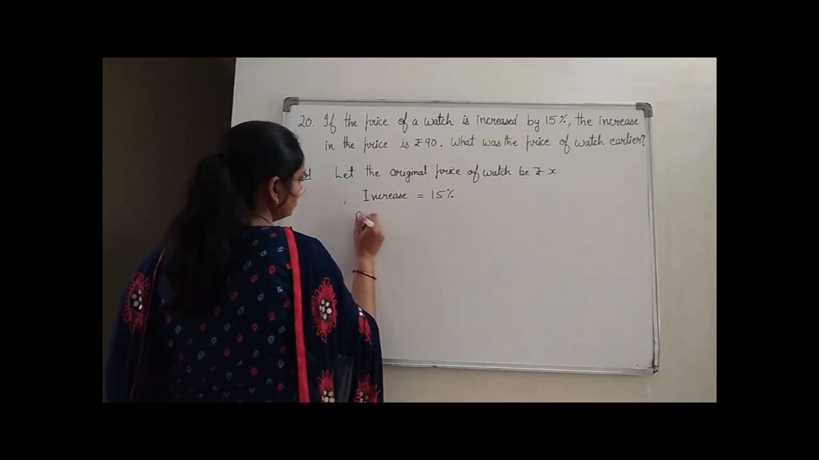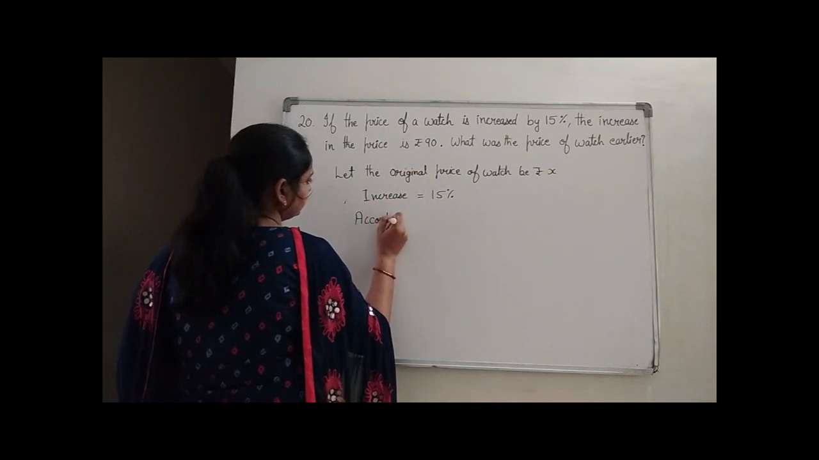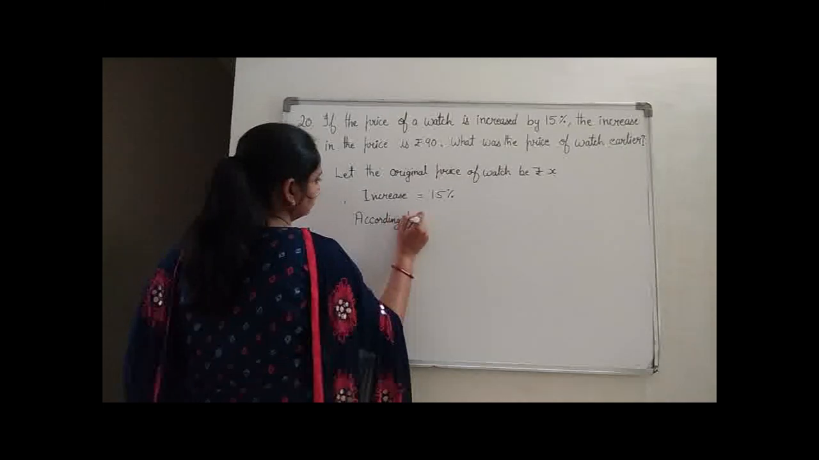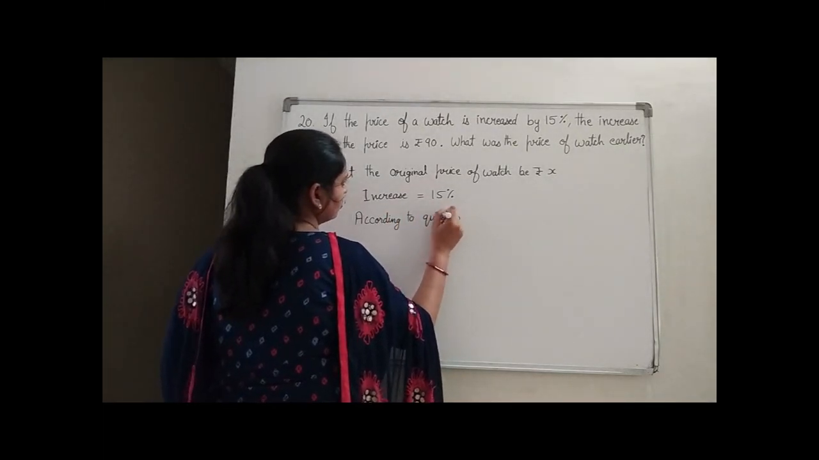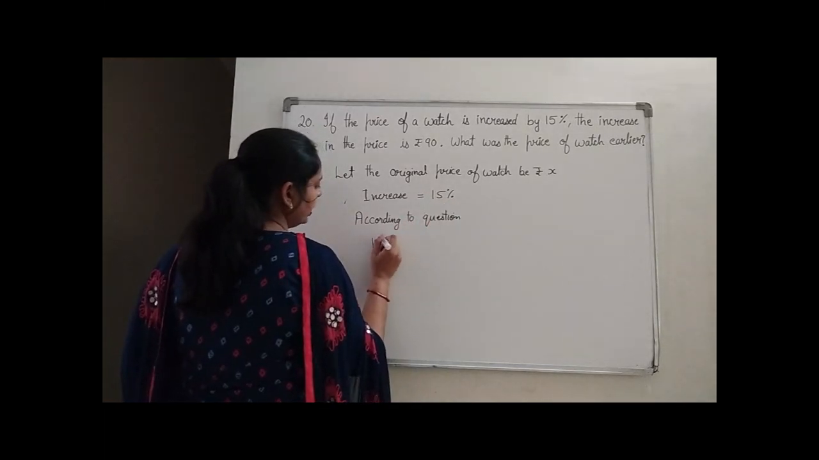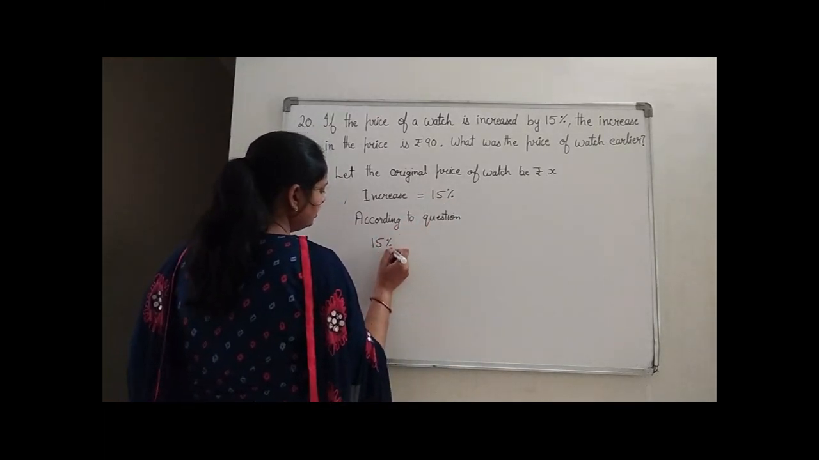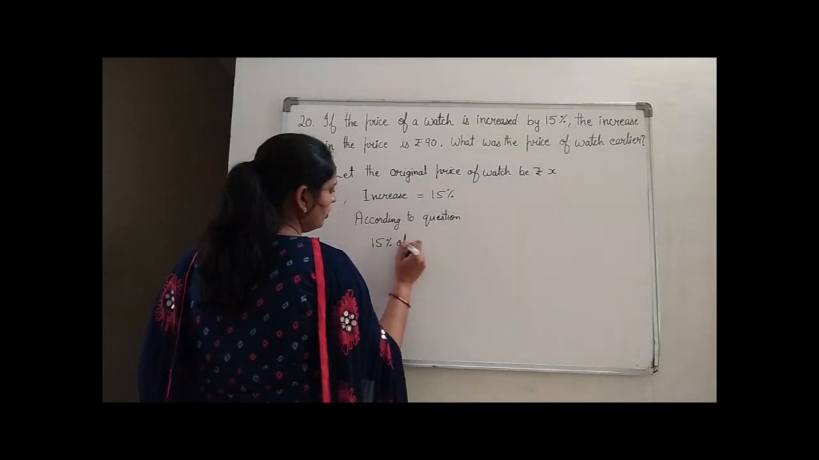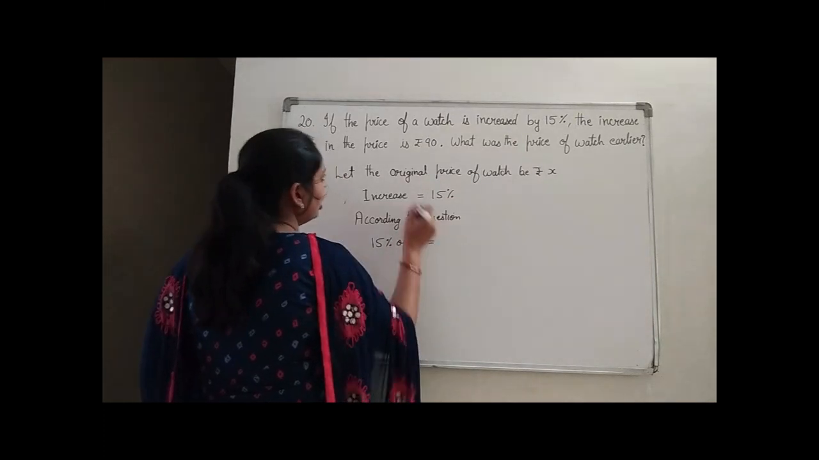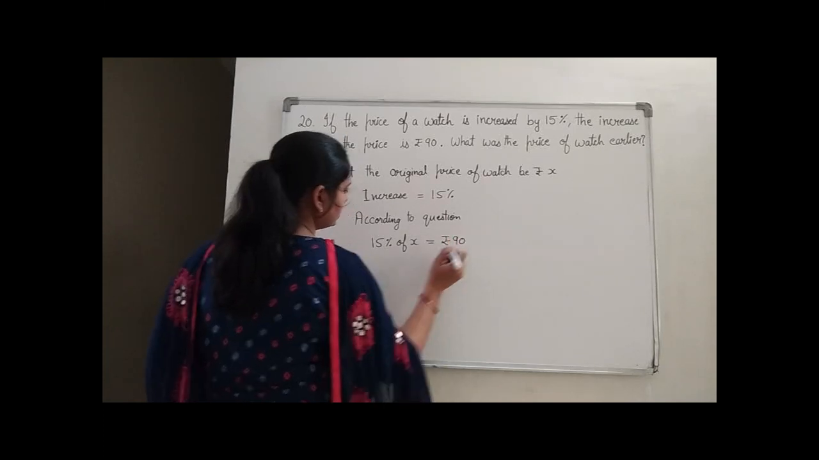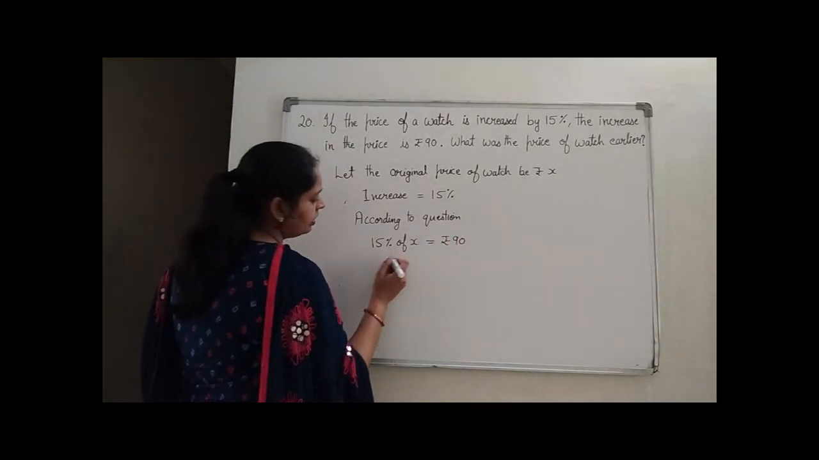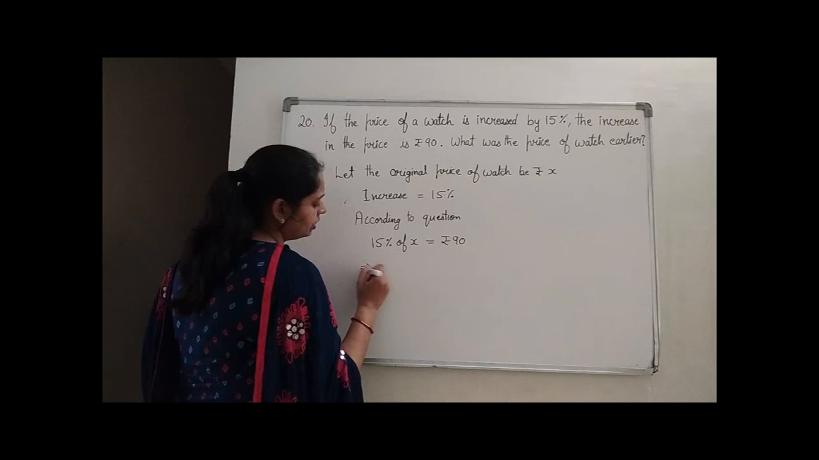So according to question, 15% of x. Increase is how much? 15%. 15% of original price. That is increase. How much increase are we having? Rupees 90. So 15% of x is how much? 90. Now we have to calculate the value of x, that is the original value.